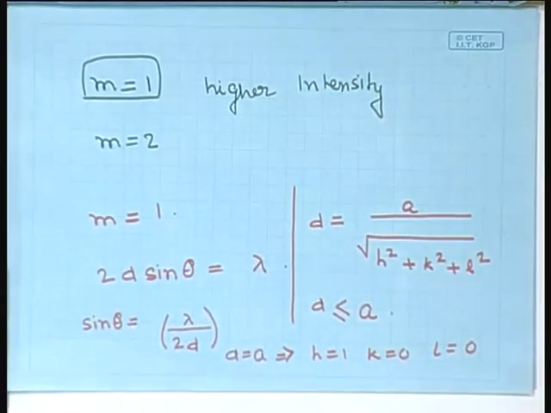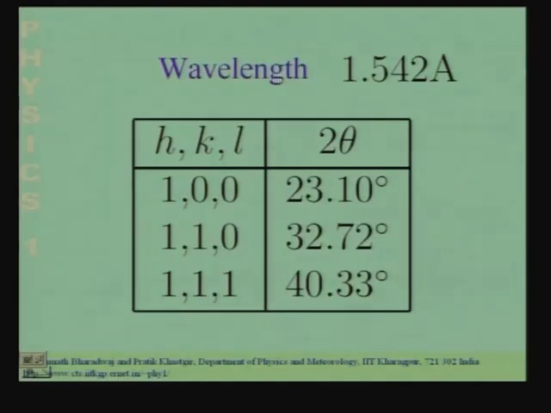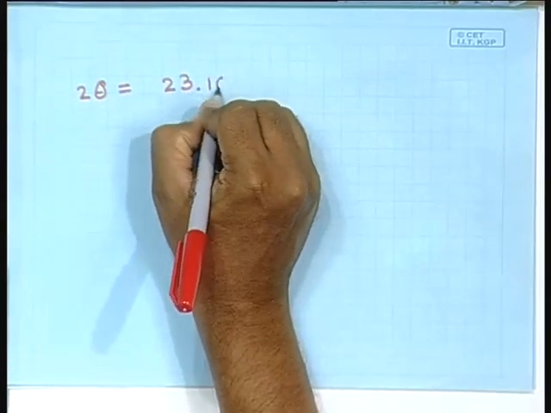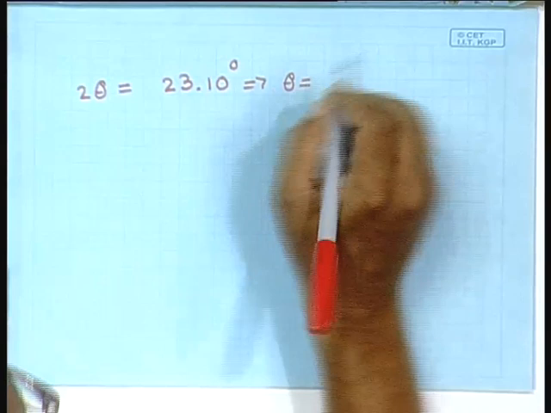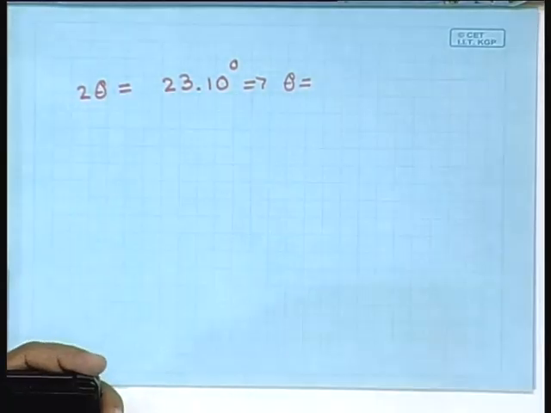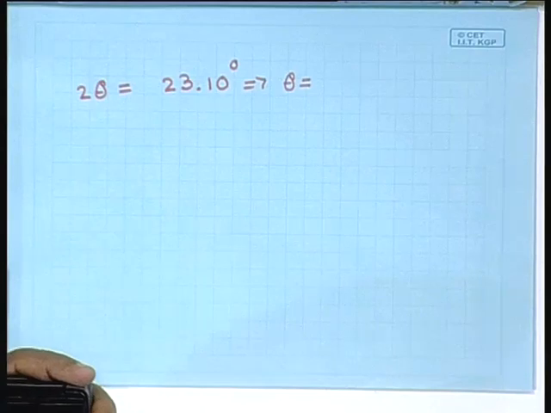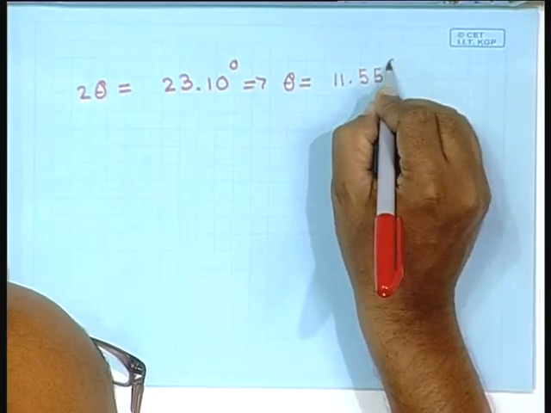So, we can interpret this line as arising from d equal to a, and the angle corresponding to that line is 2 theta equal to 23.10 degrees, which means that theta, so we have to determine theta, and theta is 23.1 divided by 2, which gives us 11.55. So, this is 11.55 degrees.